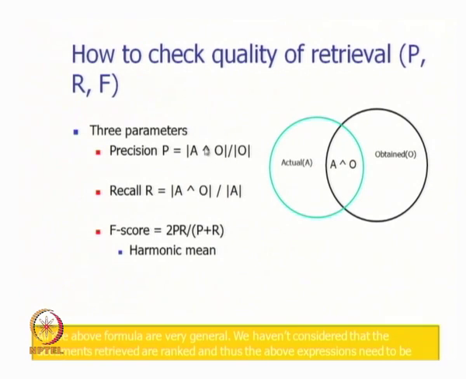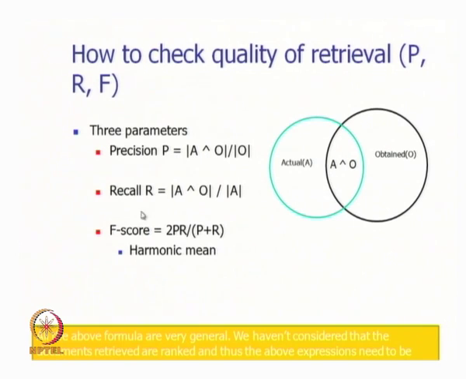Both of them have the same numerator. If we divide the area of intersection by the size of what is obtained, then we get precision, which essentially refers to this point: amongst everything that is obtained, how many are correct. Recall, on the other hand, refers to amongst everything that is actually present, how much is retrieved. Okay. So, this is precision, this is recall.